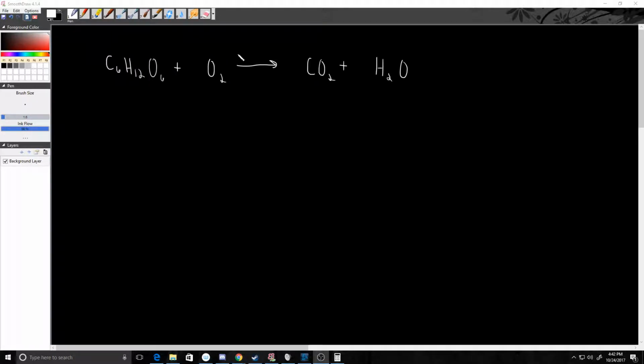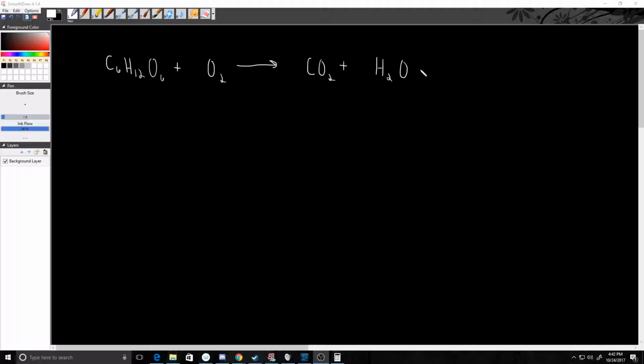C6H12O6 plus O2 becomes CO2 plus H2O. This is cellular respiration. Really what it tells me is sugar, or sucrose, glucose, doesn't matter what the sugar is. This one is a 6 carbon sugar. It reacts with oxygen to produce carbon dioxide and water.